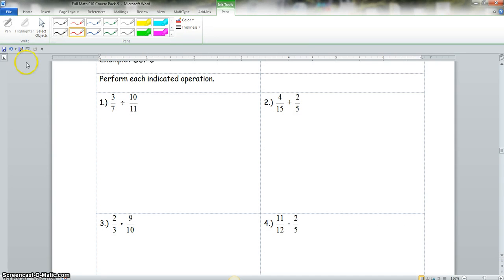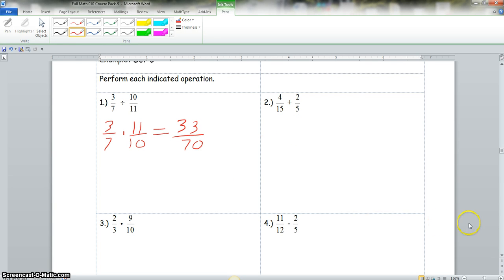Now we come to example set C. Now, we would take 3/7, we'll leave that the same. Division becomes multiplication, and we'll take the reciprocal of the second fraction, or just flip it. 3 times 11 is 33, and 7 times 10 is 70. And that's it for problem 1.